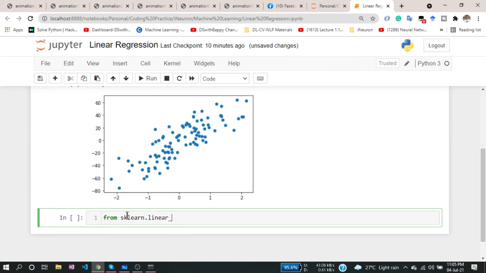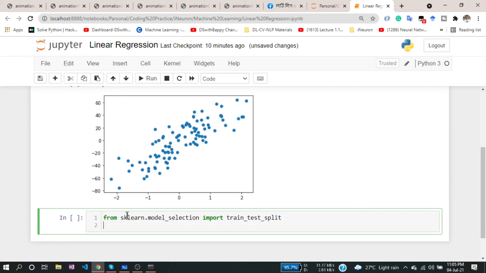Not linear model, I think model selection. I also forget sometimes because there's a library, we can't remember it. Import train test split. I think you know about train test split, right? Yeah, I didn't use it because I haven't started coding yet.